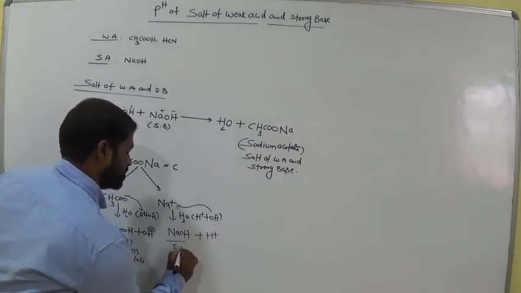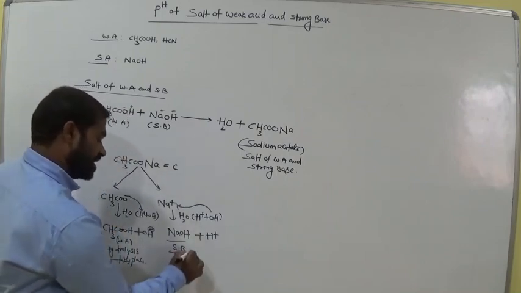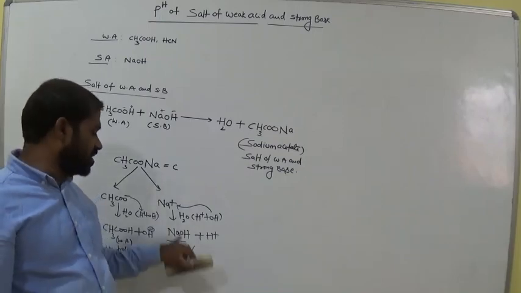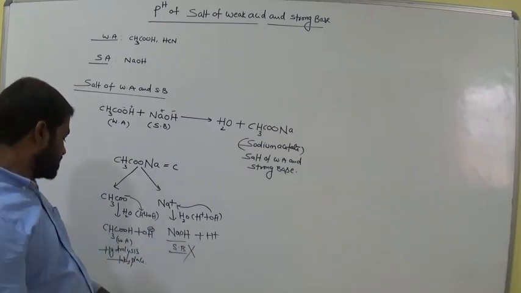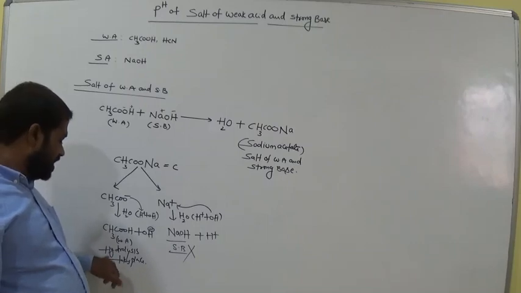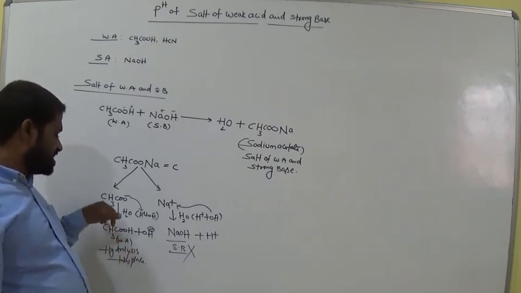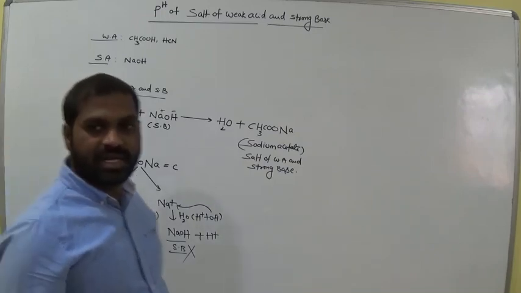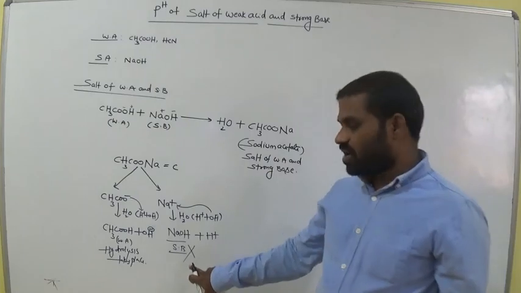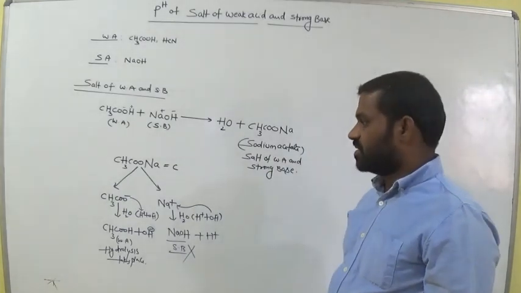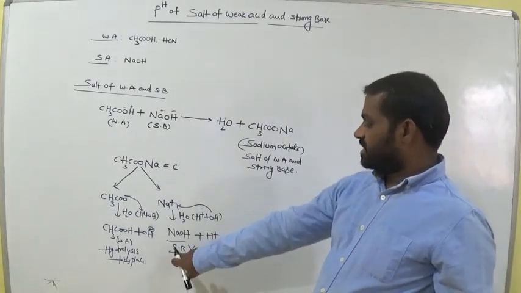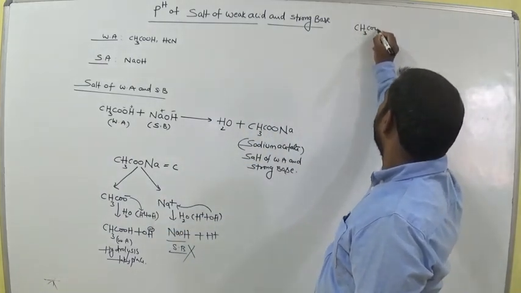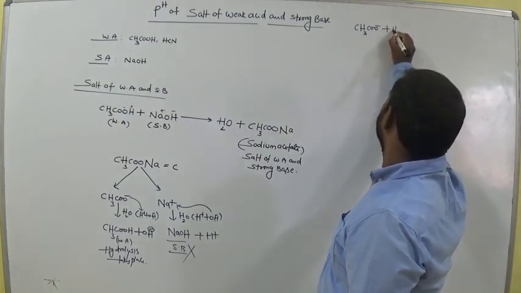NaOH is a strong base. A strong base or strong acid doesn't undergo hydrolysis. Which one undergoes hydrolysis here? Only the acetic acid part, and only this anion undergoes hydrolysis. The strong base doesn't undergo hydrolysis. Remember that. Now let's take CH3COO minus, which undergoes hydrolysis.